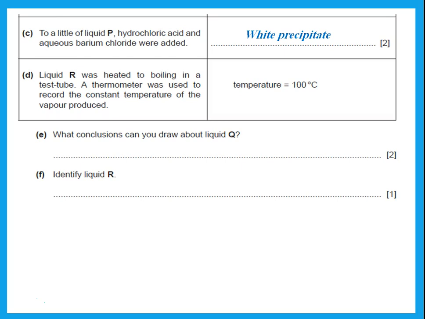Now, liquid R was heated to boiling in a test tube, and he found that it boiled at 100. What is the liquid that boils at 100? Water, right? So what conclusions can we draw about liquid Q? So what did we find about liquid Q? That it's a weak acid and it has a smell of vinegar, so that means it is ethanoic acid. Identify liquid R. We said liquid R is something that boils at 100 and it is neutral, so that is water.